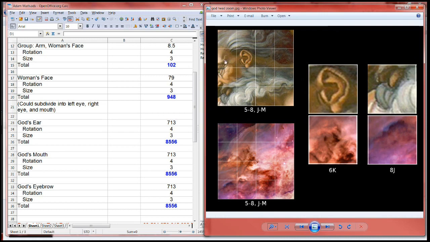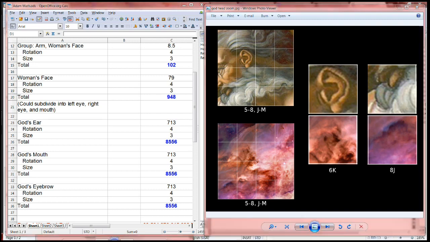And then we can even go to the length of looking at his eyebrow, which we will do next. So, with God's ear, we have 1 out of 713, and these match up. They cannot be rotated. You can see that that could not be rotated because you can see the point that it comes down to here, and you can see the point that it comes down to here. So therefore, the ear could not be rotated.